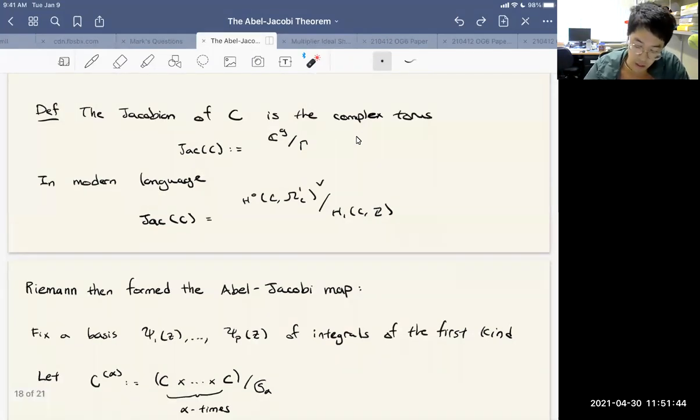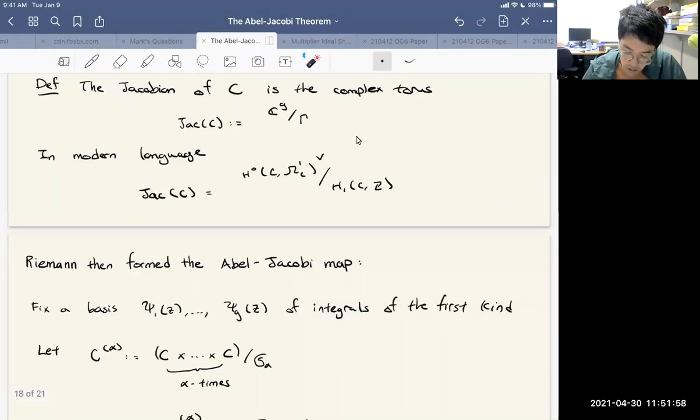And it's done as follows. I fix a basis of my integrals of the first kind. We know it's a g-dimensional vector space. So I pick g integrals of the first kind. And then I look at the symmetric product of my Riemann surface.